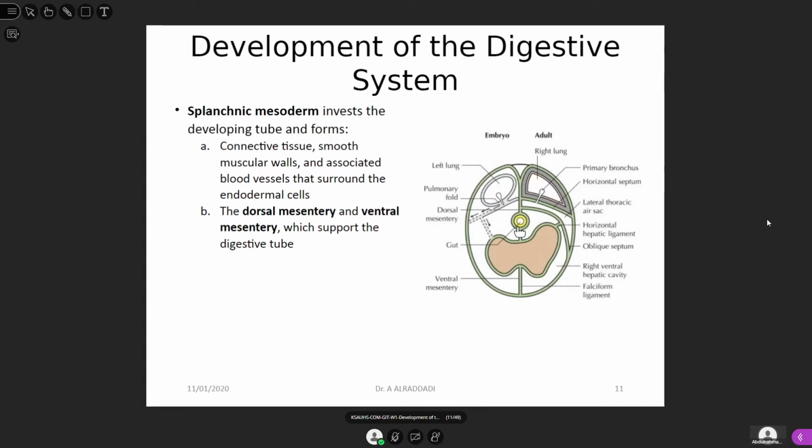Splanchnic mesoderm, if you remember, or the visceral mesoderm as we also call it, invests the developing tube and gives rise to the connective tissue, smooth muscle wall, and associated blood vessels surrounding the endodermal cells. And also we have the dorsal and ventral mesentery, which will be formed also by the splanchnic mesoderm and help to suspend the gastrointestinal tract in the abdominal cavity.